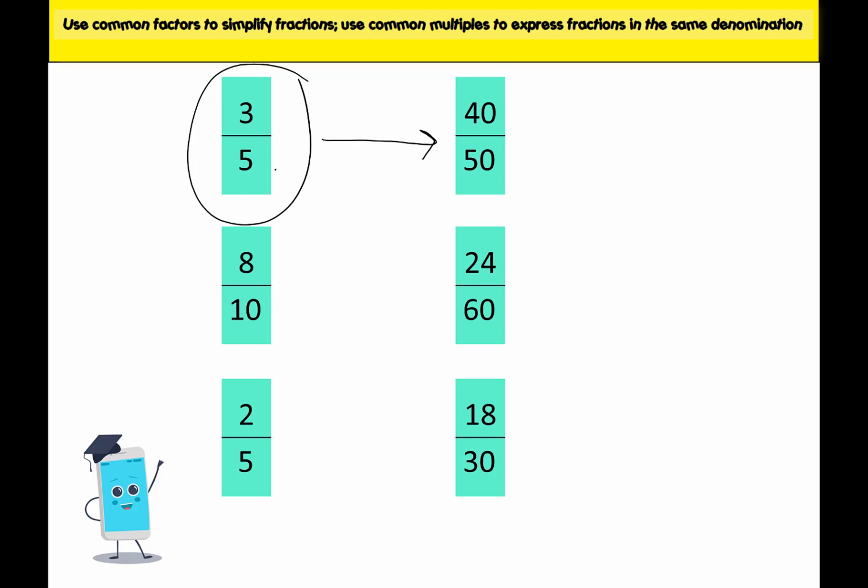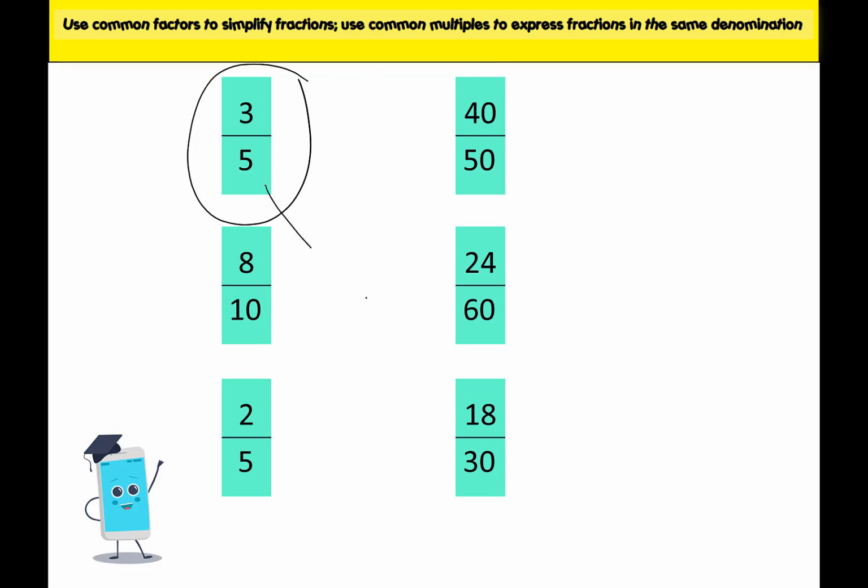Now 5 does fit into 50. 5 is a factor of 50 and 50 is a multiple of 5. 5 fits in 10 times to 50. So therefore I would need to multiply that by 10. 3 would need to fit in 10 times to 40 and it doesn't. So that is not an equivalent fraction. We know that that one doesn't work.